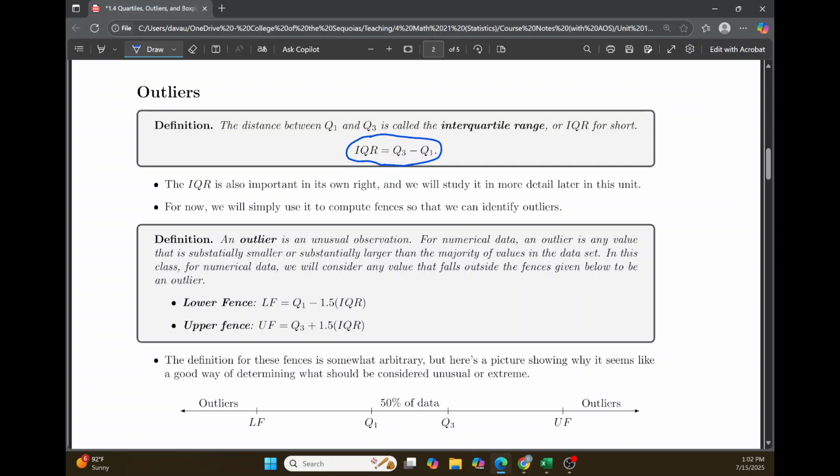What we'll do is compute these two things called fences. We've got the lower fence here and the upper fence here. Any value that is below the lower fence is going to be considered an outlier, and any value that is above the upper fence is also going to be considered an outlier. In other words, we'll compute these fences. Anything inside the fences is good. It's normal data. Anything outside the fences is going to be considered an outlier.